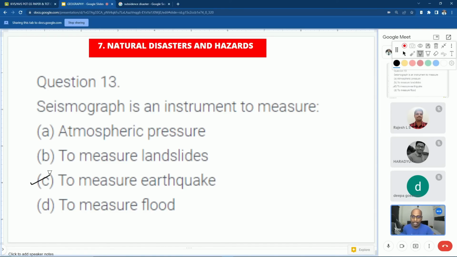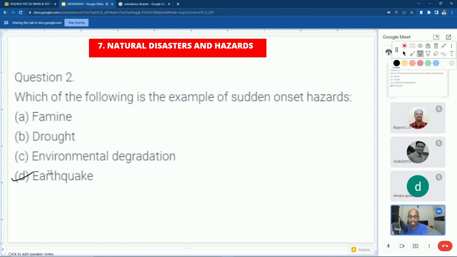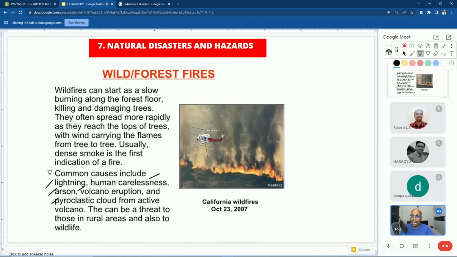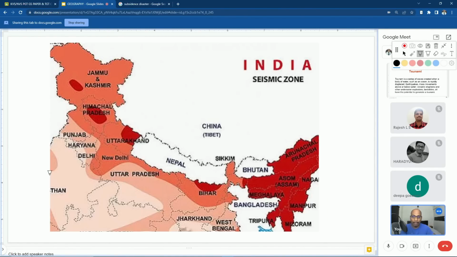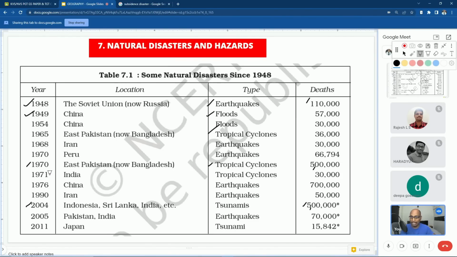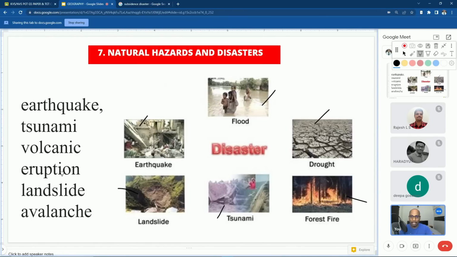So this is the topic which we have completed in this class, natural disasters and hazards, and this is the last topic in the Indian geography class. With this class we have completed the Indian geography portion of the syllabus under the general studies part. Okay, so if you have any questions, you can ask me now.